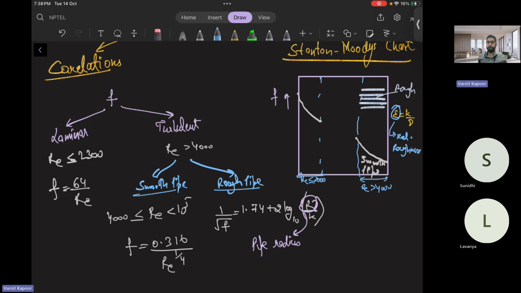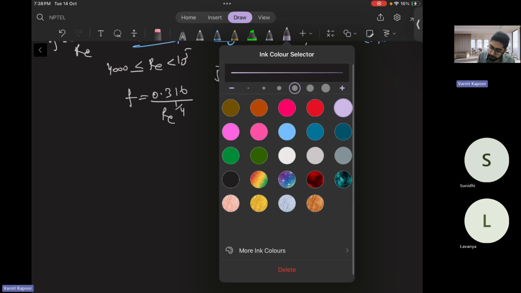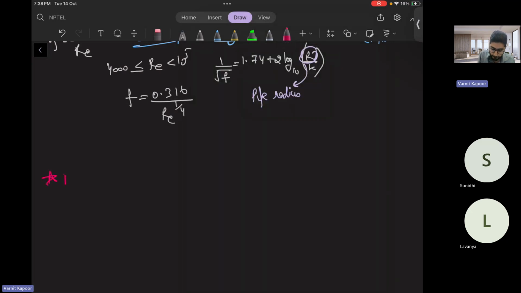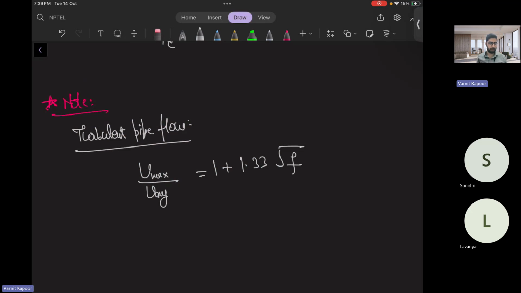Relative roughness. So somewhat like this, a Moody chart looks like. I just want to give a scenario. And there is one relation I want to make a note of here, no need to derive it. I'm just saying that for a turbulent pipe flow, your U max over U mean, or U average, is nothing but 1 plus 1.33 under root of f. Very important relation.